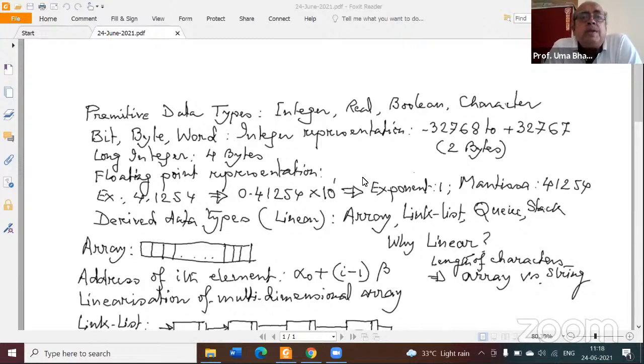What do we do with these primitive data types? So we need some sort of derived data types. That means based on these primitive data types, we define some derived ones. Very common of them are array, linked list, queue, stack. So what is an array?